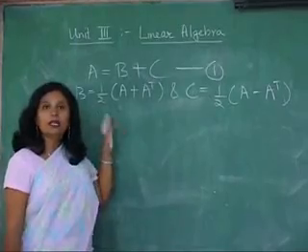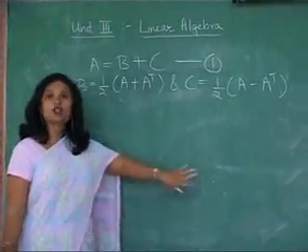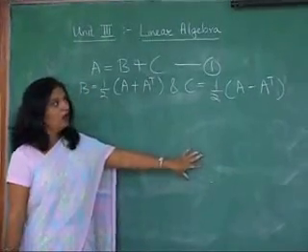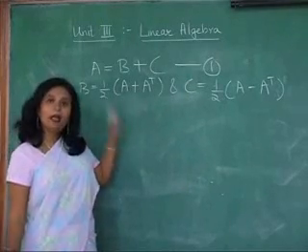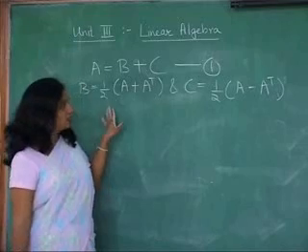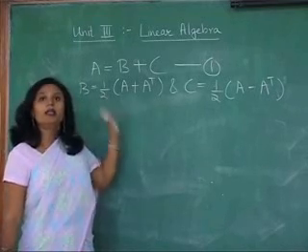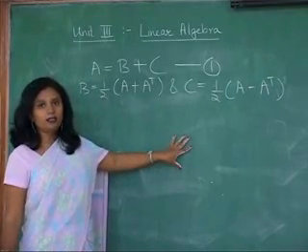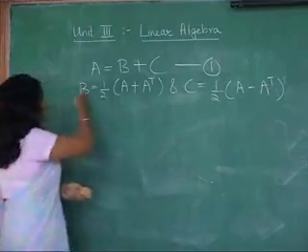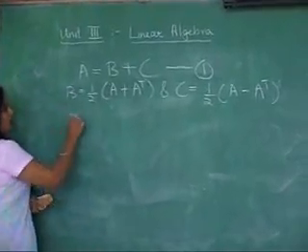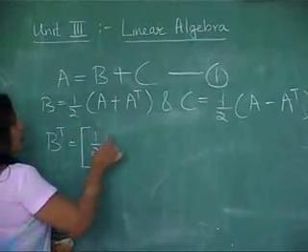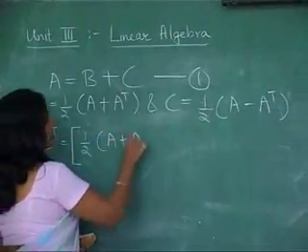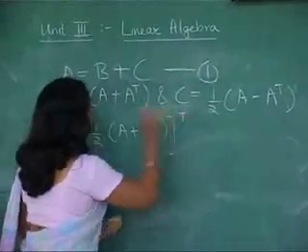Whenever you wish to show that a matrix is symmetric or skew symmetric for that matter, find out the transpose of the matrix. If at the end you get back the original matrix, it is symmetric. If you get negative of the original matrix, it is skew symmetric. So let's see what happens if we take B transpose. B transpose is going to be transpose of all this.